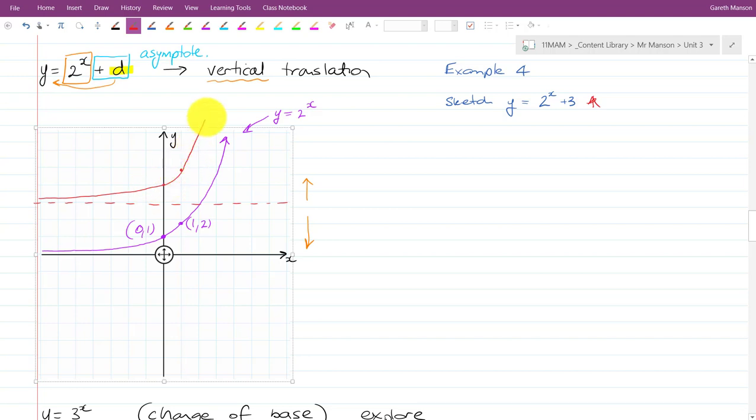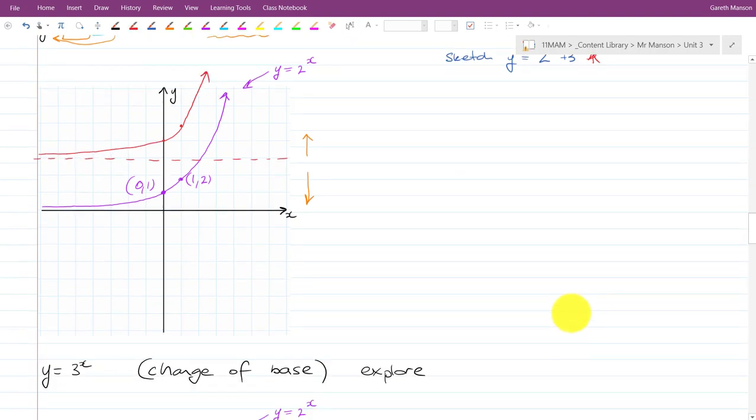That's pretty poorly drawn, but it should be that purple graph just moved up. So any of you who do art, I apologise. So there we have our different transformations, and transformations is a big grouping word for translations and dilations and reflections, and you can see where they all come from.